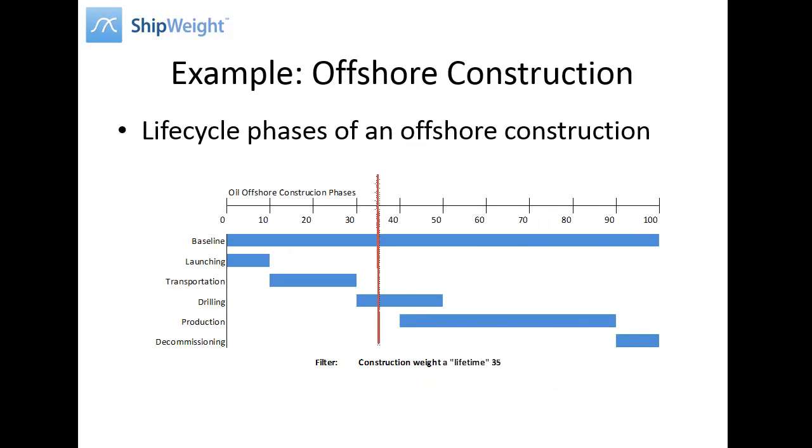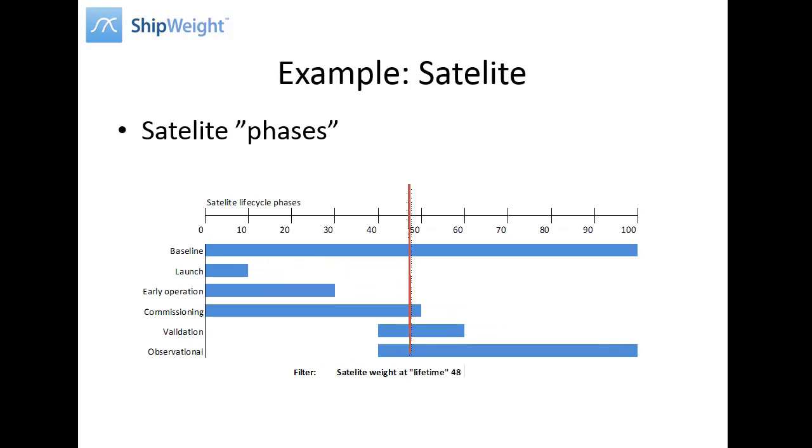On an offshore construction, we can define life cycle phases, and 0 to 100 can be the life cycle time span of an offshore. We can define the baseline, and then we can define phases for launching, transportation, drilling, production, and decommissioning. And in this case, the phase codes may be used as a tool to also control loading conditions for an offshore platform.